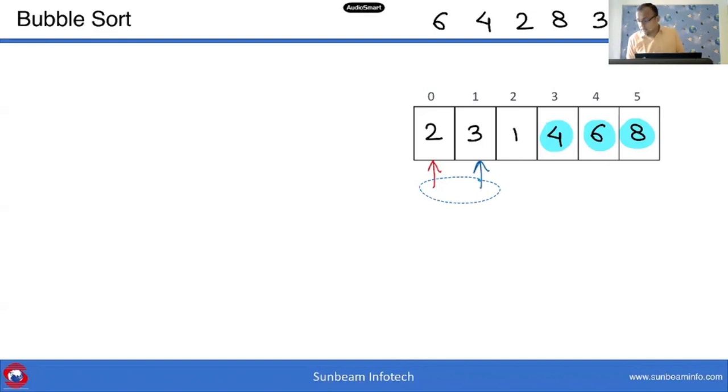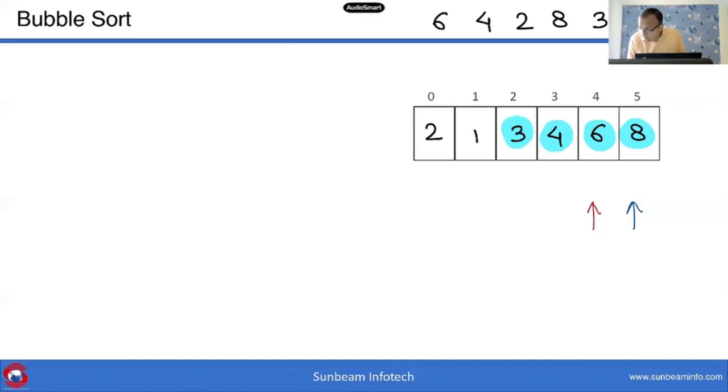Now the fourth pass. Now 2 and 3, you find that 2 is smaller, nothing much to do. But 3 is greater than 1, so you need to do the swapping, and then you continue the process once again. 3 and 4, no swapping is required. 4 and 6, no swapping is required. 6 and 8, no swapping is required. That's it. And what you achieved is that the next element is at its final position.